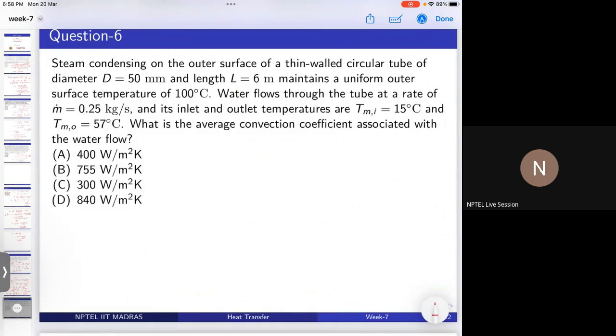We have steam condensing on the outer surface of a thin walled circular tube of diameter 50 mm and length 6 meter, which maintains a uniform outer surface temperature of 100 degrees Celsius. Water flows through the tube at a rate of 0.25, and the inlet and outlet temperatures are given. What is the average convection coefficient? This is the same question we have already solved in the second question. There we had to find out N, here we have to find the average convection coefficient. I will give 3 minutes, so please solve it. I need an answer for this because we already solved the same kind of question.